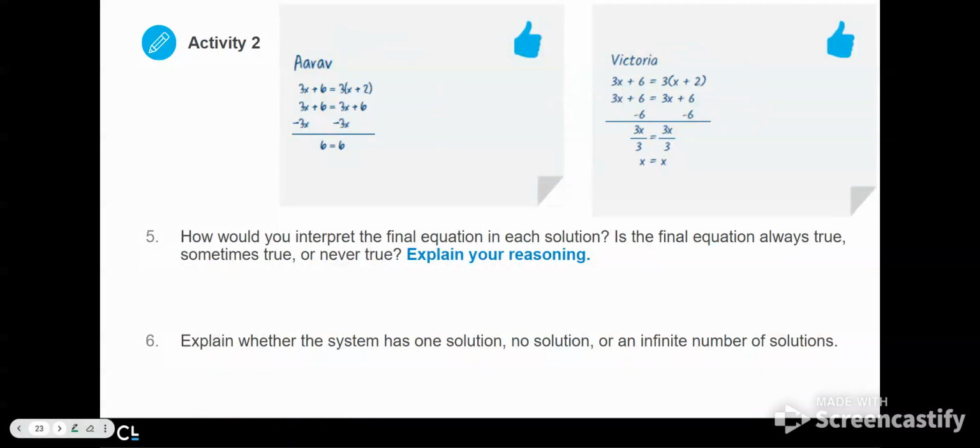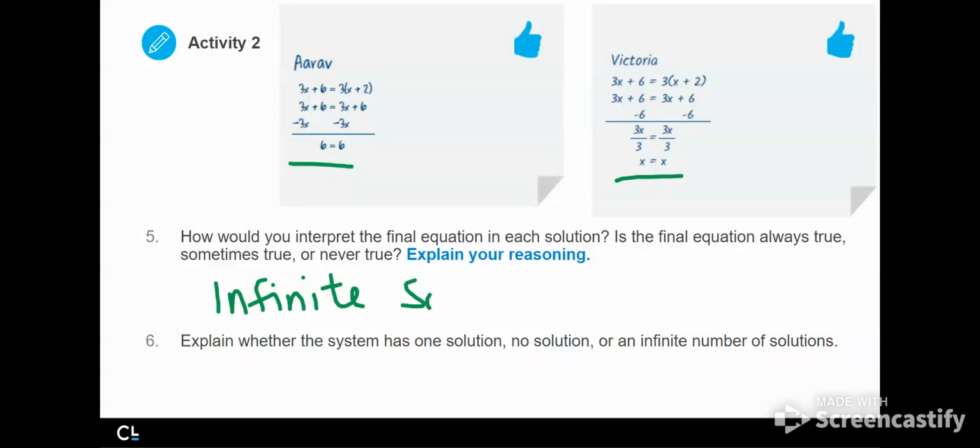Okay, so how would you interpret the final equation in your solution? Well, is it 6 or is it x? If it's always the same, then it's actually going to be what we call infinite solutions.